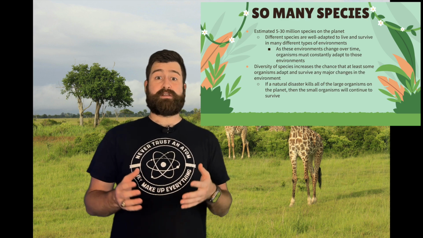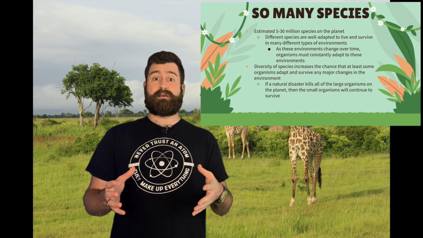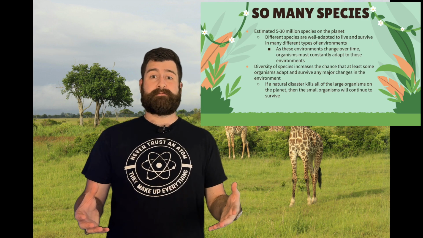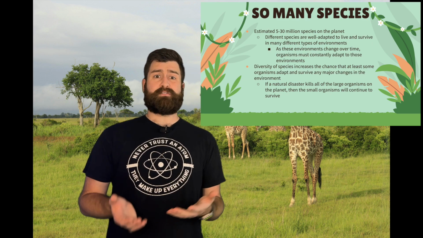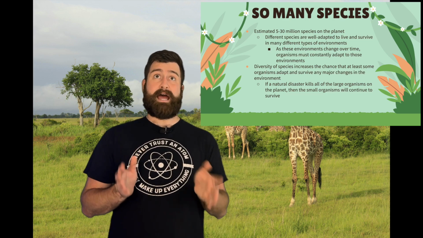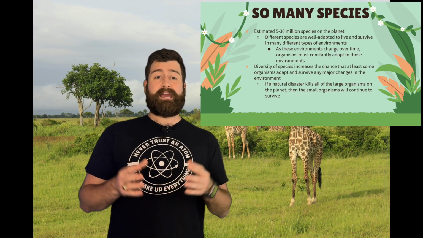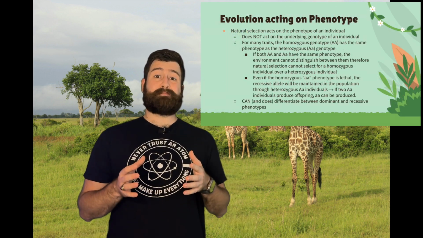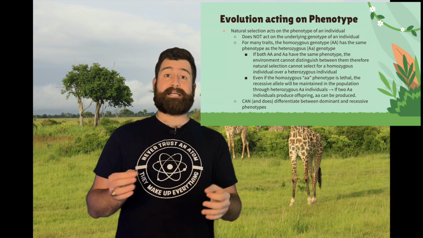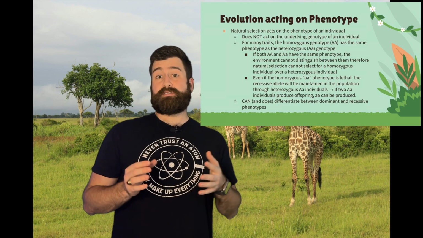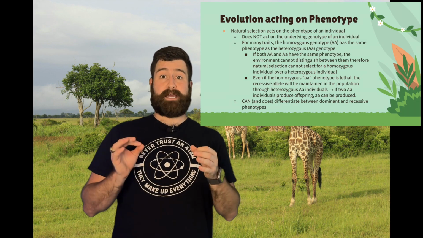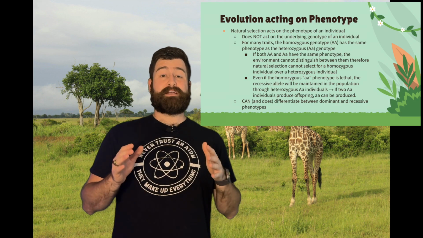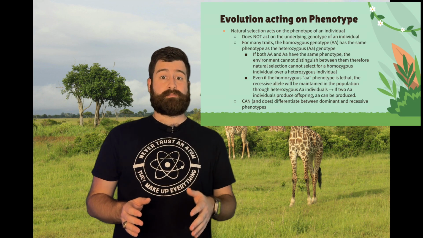If a natural disaster kills off all of the large organisms on the planet, then smaller organisms will continue to survive. And this is essentially what happened after the dinosaurs went extinct, or I should say the non-avian dinosaurs went extinct, and allowed smaller organisms to further develop. These traits being passed on in the form of evolution acts on phenotype. Natural selection, therefore, acts on the phenotype of an individual. It does not act on the underlying genotype of an individual.